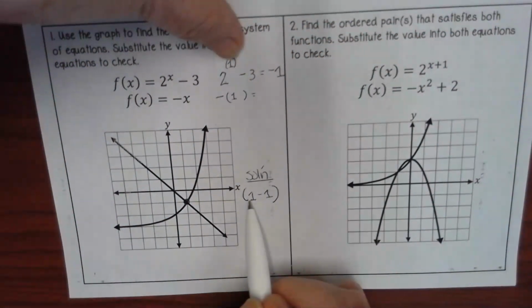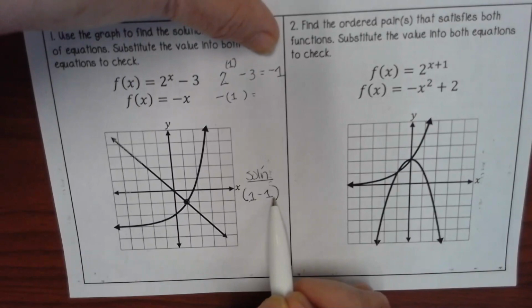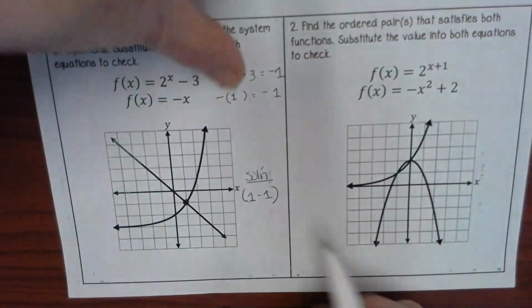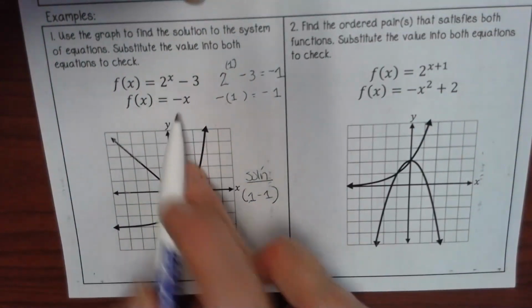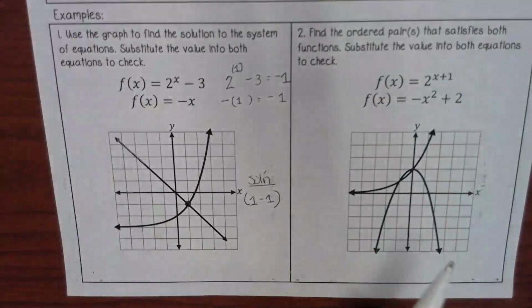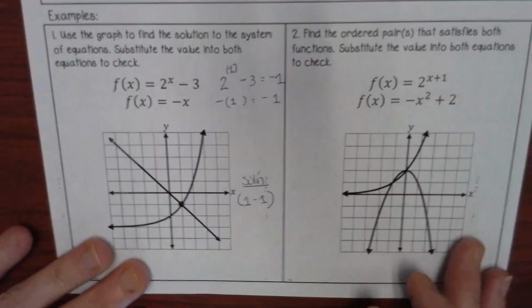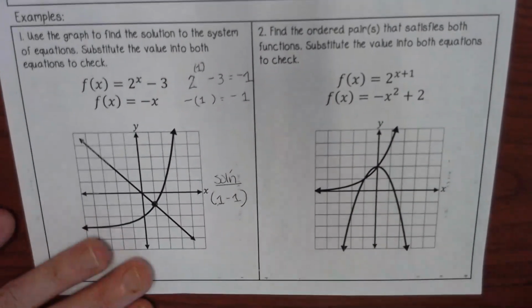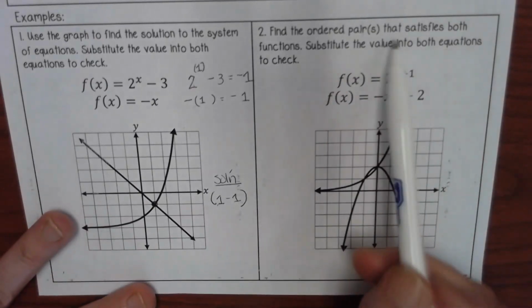Notice, if I plug in a 1, I get out a negative 1. So since it satisfies both equations, this is the solution to my system. Last one for our examples. Again, find the ordered pairs.